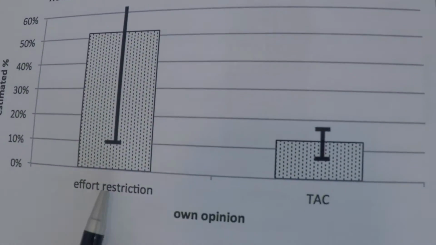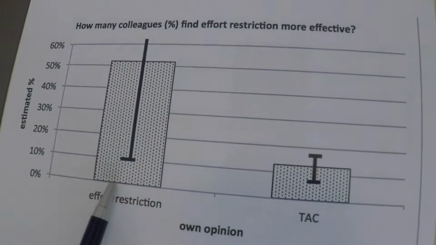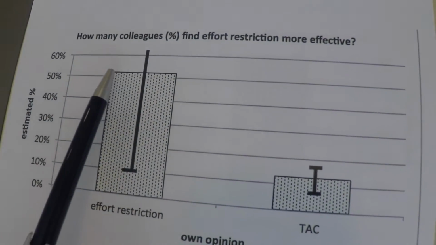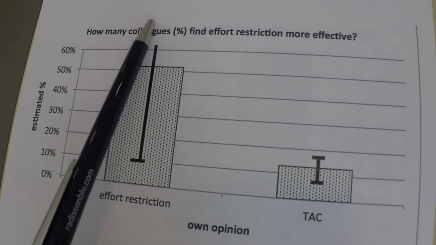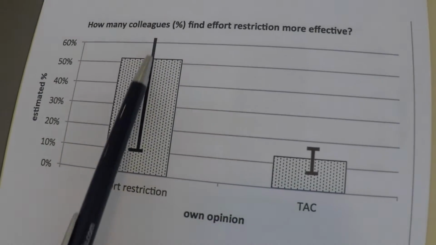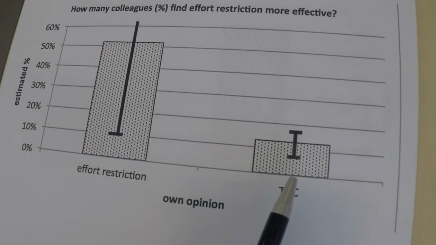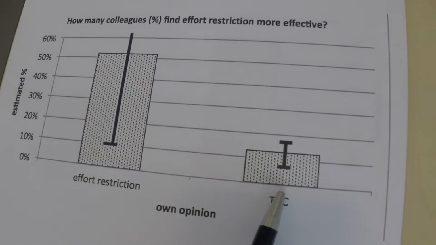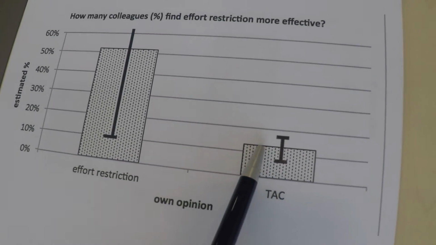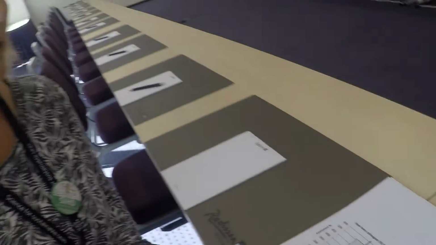Again, you see that people who themselves favor effort restriction think that over 50% do so. Of course, there's a very high variance here and the sample size is low, but the people who favor TACs think that very few people actually favor effort restriction. So that's again the false consensus effect corroborated.